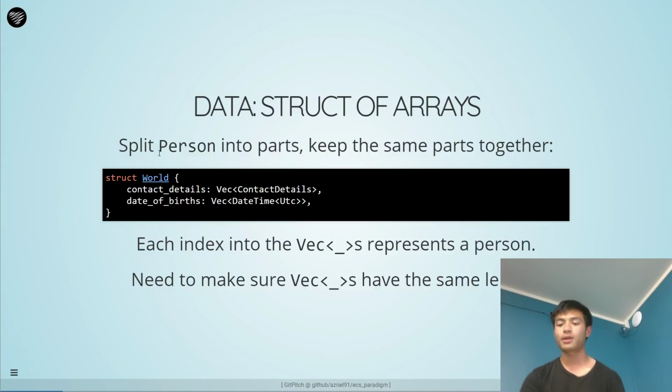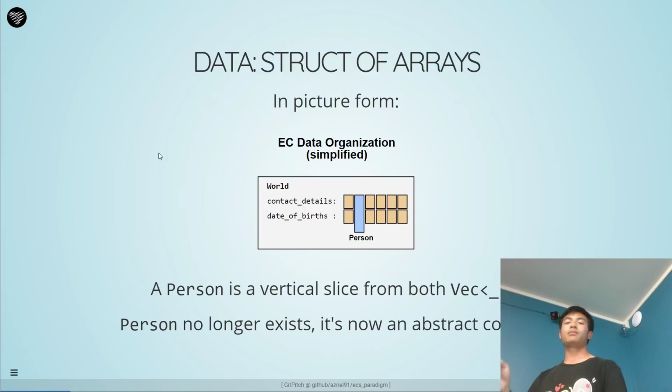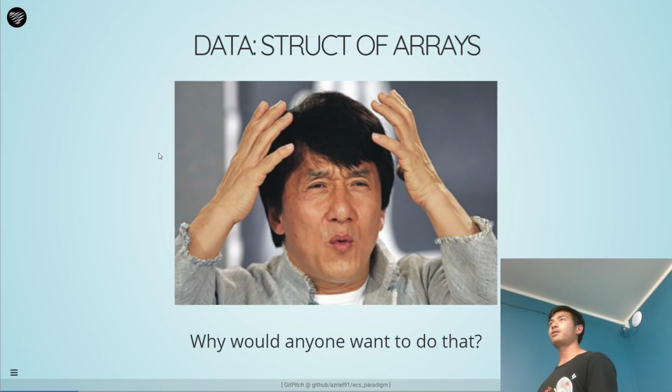So that way, if we look at it in pictorial form, say index 1, if you go to the contact details of index 1 plus the date of birth of index 1, that's enough data to reconstruct the person. So the person class or struct no longer exists. It's an abstract concept. So some people might think, why would anyone want to do that? It's like asking the question, why would anyone want to build relational databases? And that's not a joke, because this is actually the relational model. And we will see how we do joins later.